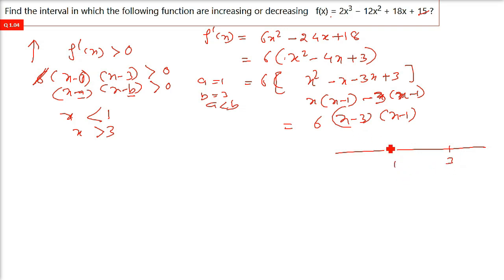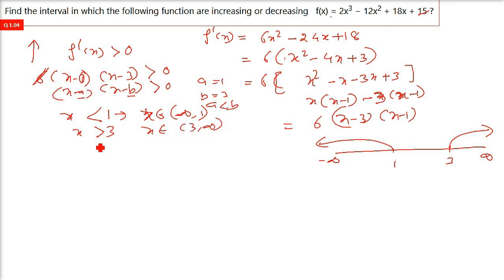And less than 1 means anything from 1 till negative infinity. This will tell you x belongs to negative infinity till 1. This one. The next one is anything which is greater than 3, 3 to infinity. That is x greater than 3. X belongs to 3 to infinity.